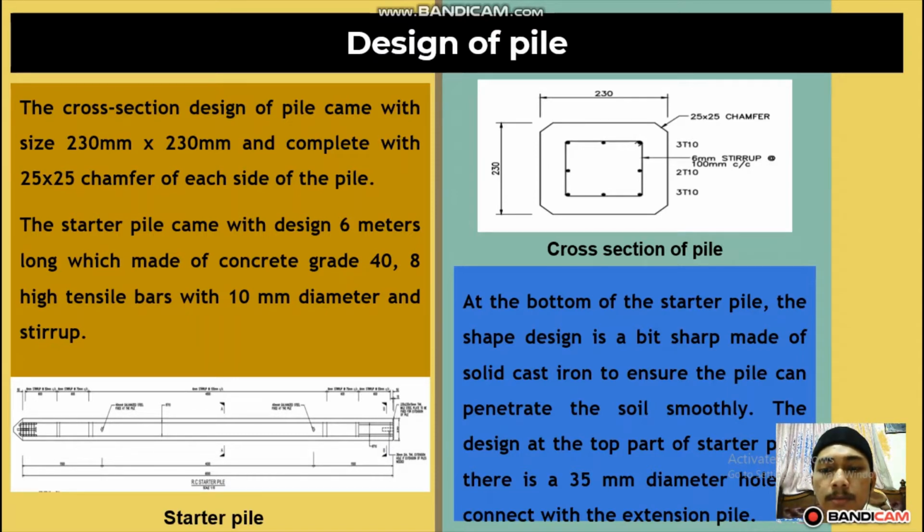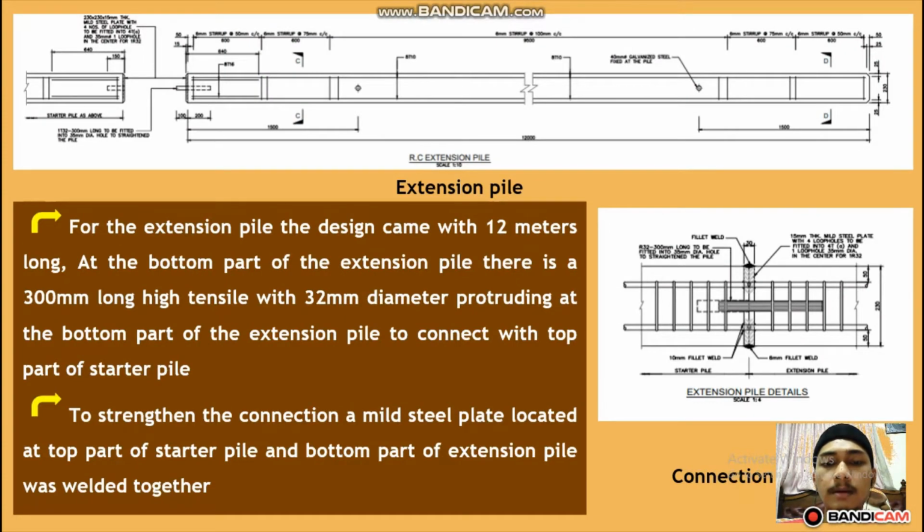At the bottom part of the starter pile, the shape is a bit sharp and made of solid cast iron to ensure the pile can penetrate the soil smoothly. While at the top part of the starter pile, there is a 35 mm diameter hole to connect with the extension pile. Next, the extension pile is designed 12 meters long.